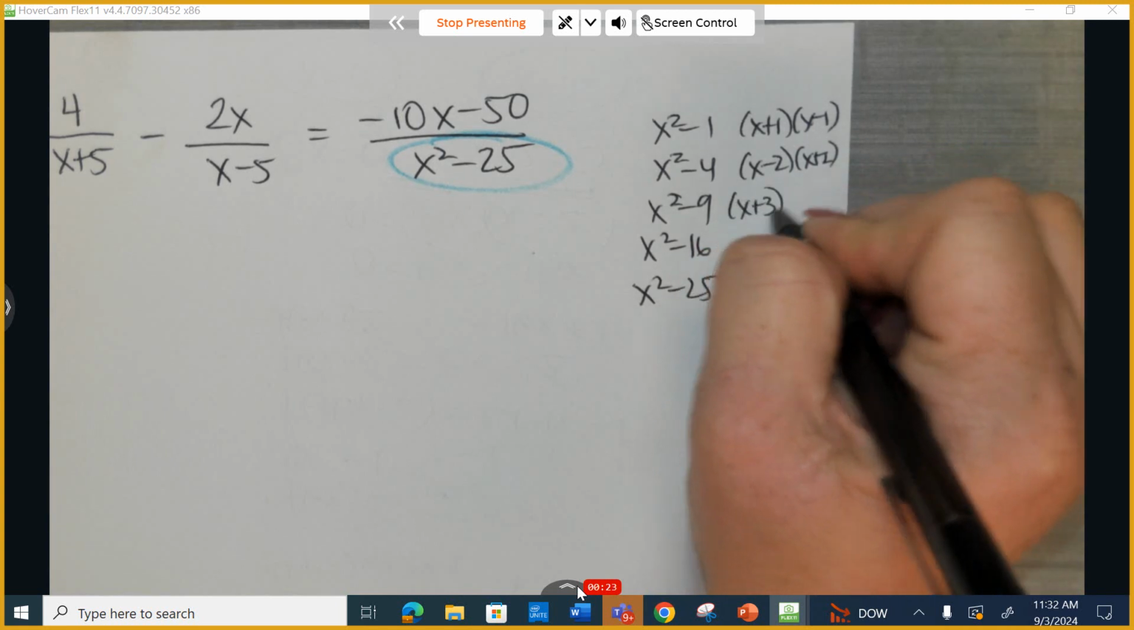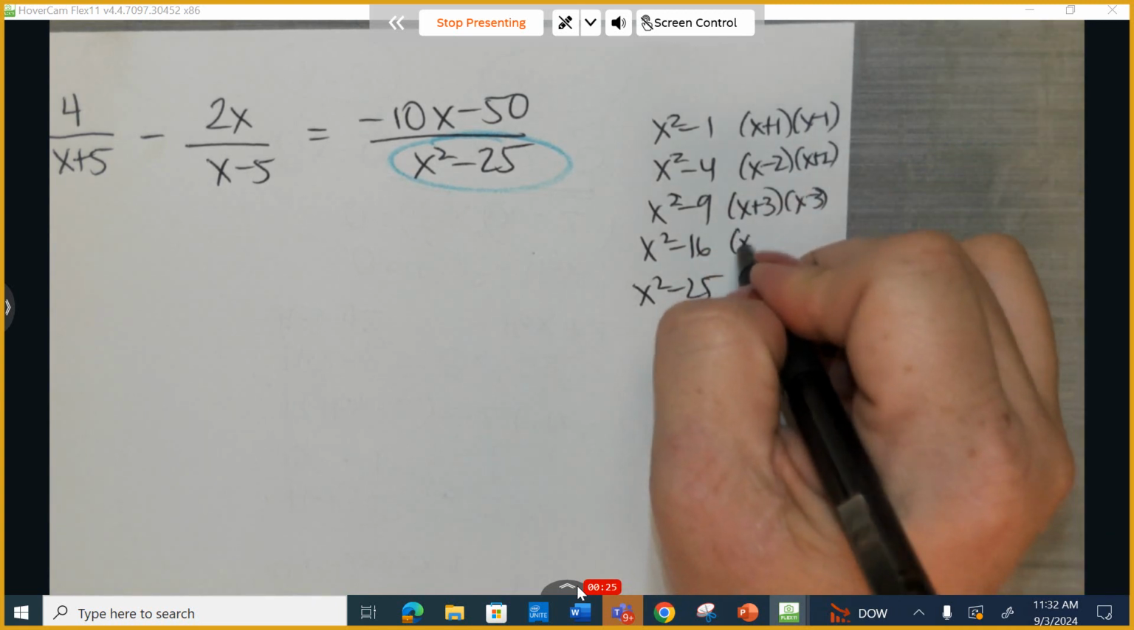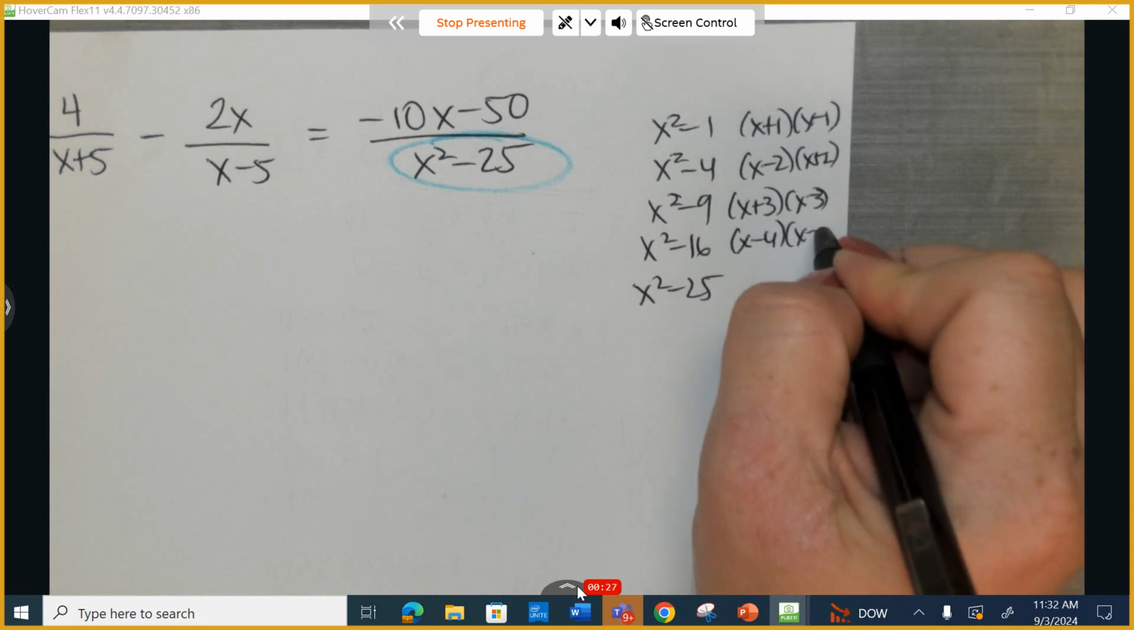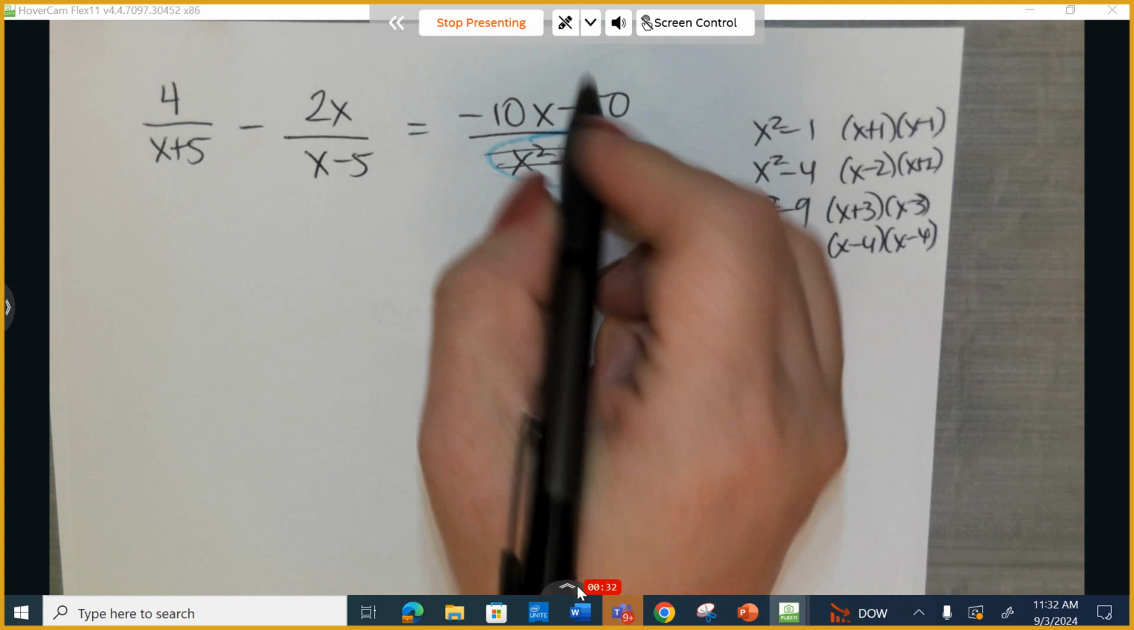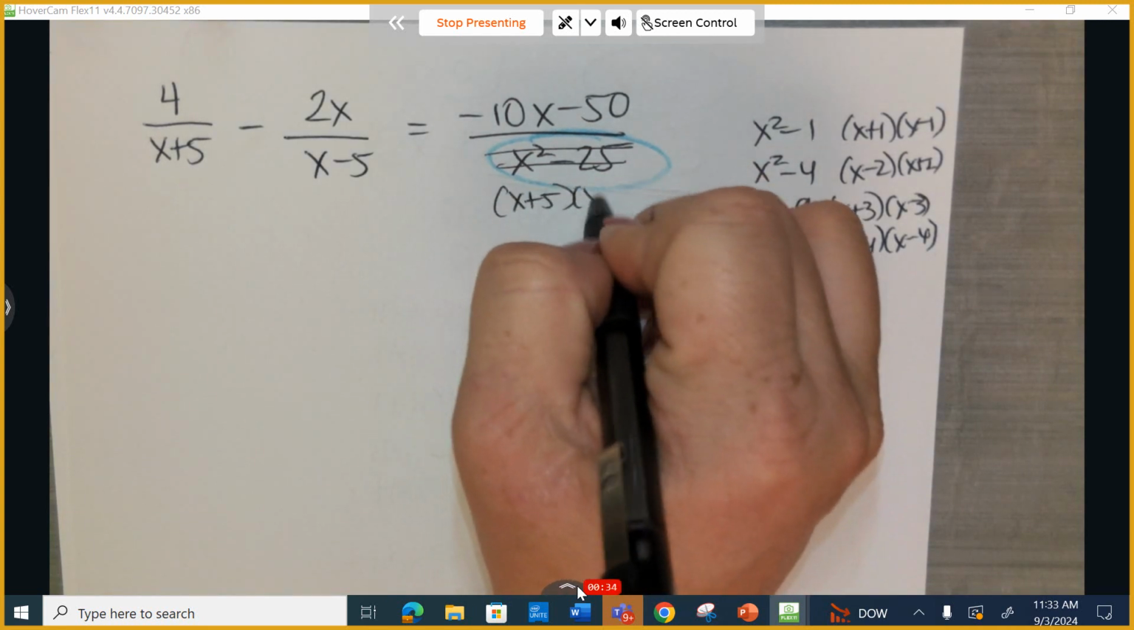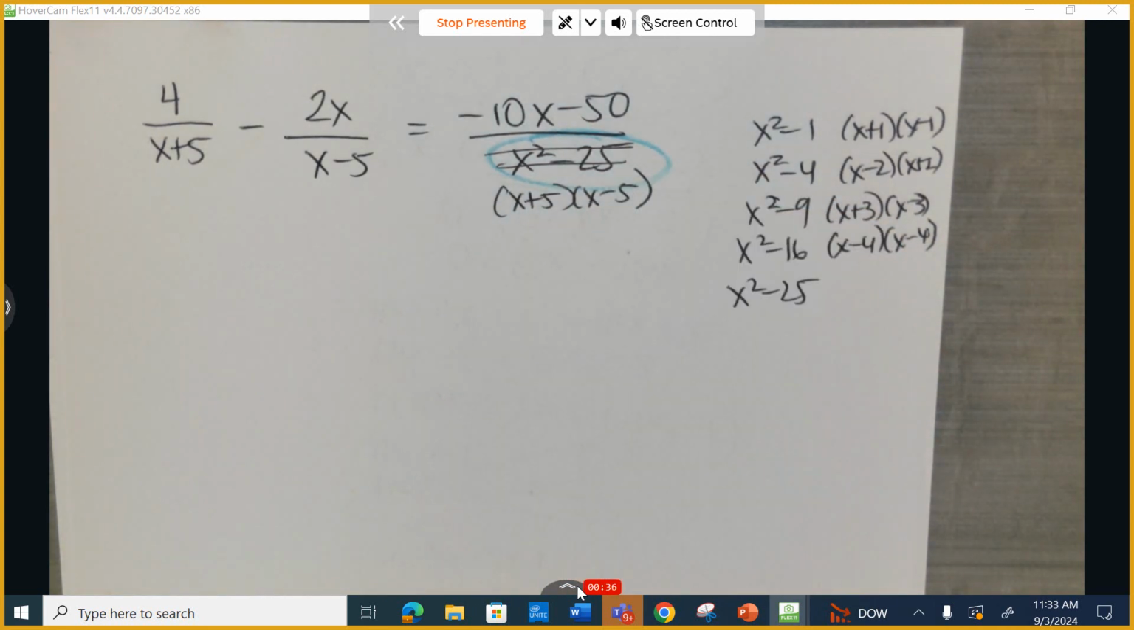X plus 3, x minus 3. It doesn't matter if the positive or the negative goes first. So when you see this, x squared minus 25, I can rewrite that as x plus 5 and x minus 5. There's more than one way to do this problem, but I do believe there is an easier way.